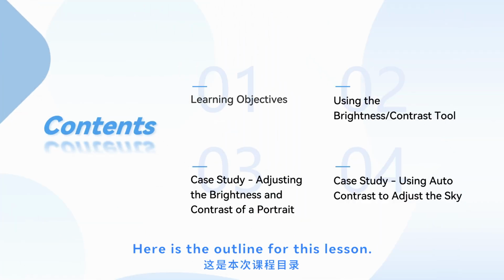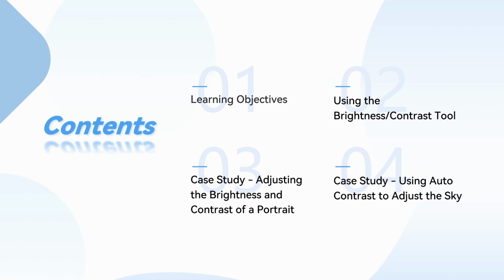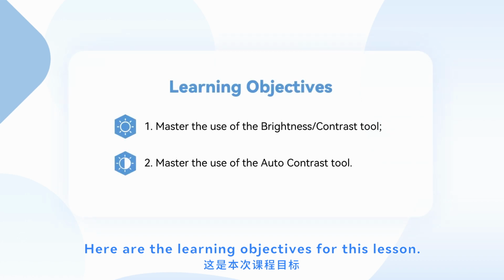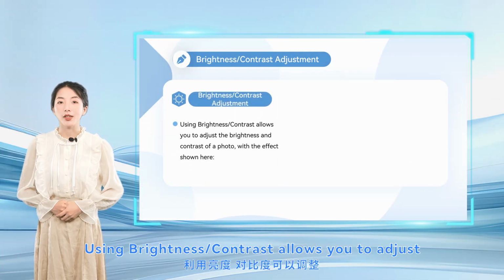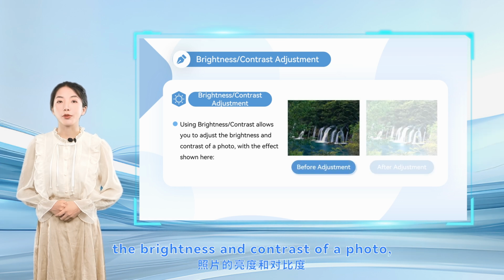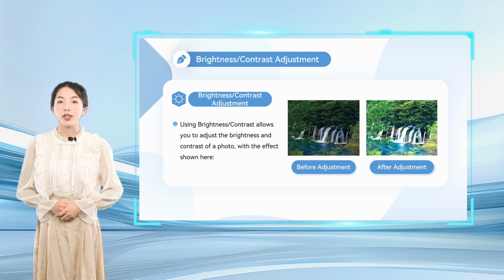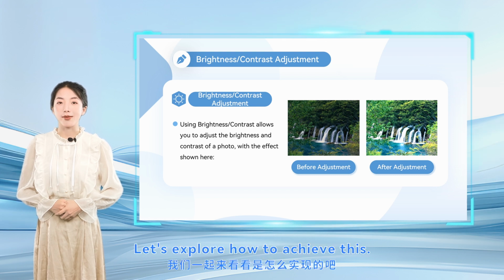Here is the outline for this lesson. Here are the learning objectives for this lesson. Using brightness/contrast allows you to adjust the brightness and contrast of a photo, as shown in the example. Let's explore how to achieve this.